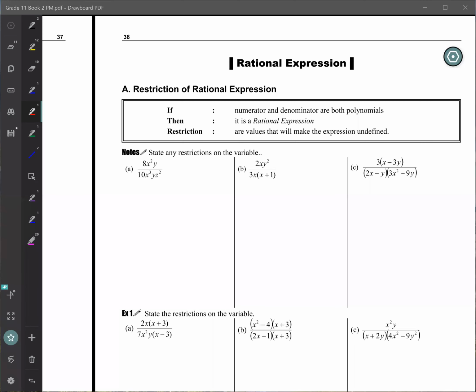Okay, so let's take a look at what's inside this topic. First we'll be talking about something called restrictions. Restrictions means something you cannot do, right? For example, you are restricted from driving until you have a license. That's a restriction on driving.